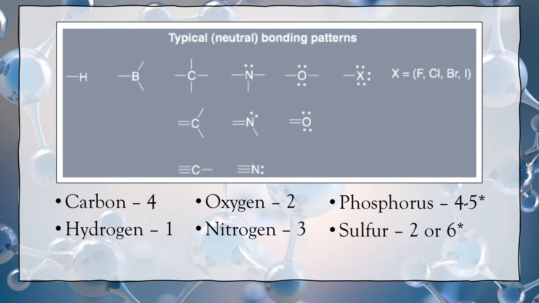Phosphorus and sulfur get a little bit weird. Phosphorus makes about 4 or 5 bonds, sulfur 2 or 6. Instead of having 8 in the valence shell, it still has 8 in the valence shell, but then kind of gives them away. But not really. So if you guys can just really make sure that you know these, this is going to be a cakewalk.